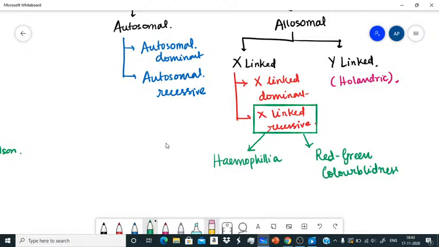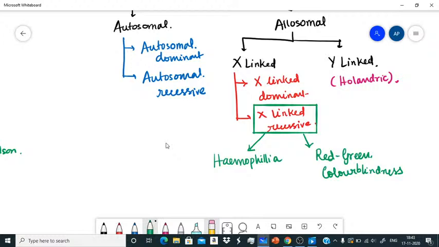Now this is commonly referred to as color blindness, but as a student of biology you should always know that there are different types of color blindness. There are several color blindnesses present in the human population. The one which is X-linked recessive is red-green color blindness. The inheritance pattern of both the diseases is extremely similar. Both are X-linked recessive.